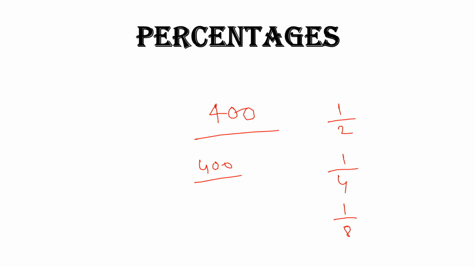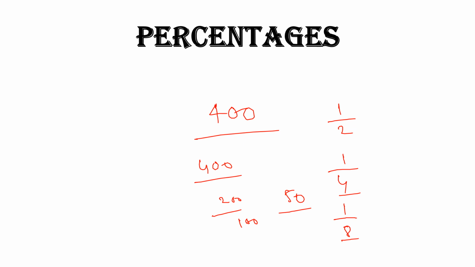One more thing, if they ask you 50%, suppose the number is 400. If they ask 50% of 400, 50% means 1 by 2 only, half of the number. 25% means 1 by 4. 12.5% means 1 by 8. Just remember all these things. 50% of 400 means half of 400, so 200 is the answer. 25% means 100. 12.5% of 400, into 1 by 8, means 50.